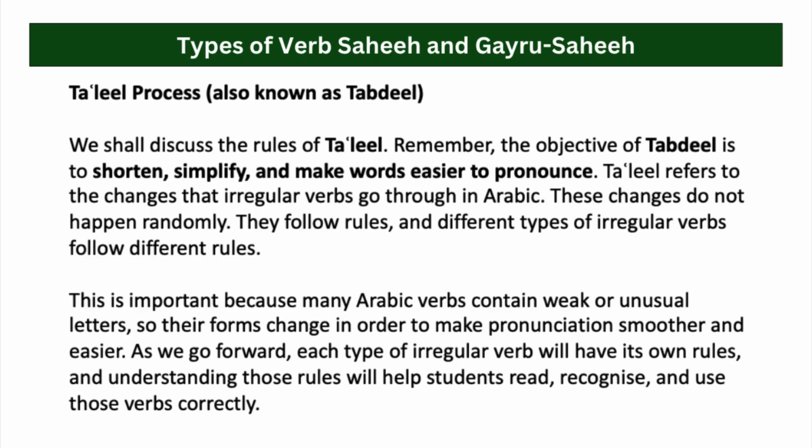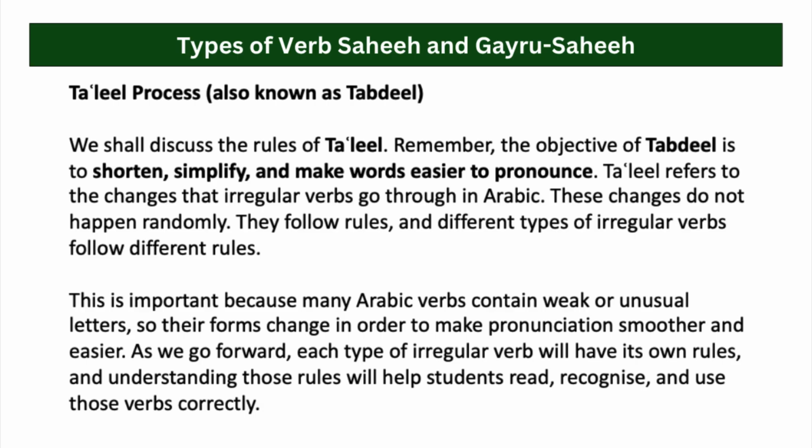The slide explains that the purpose of ta'lil or tabdil is to shorten, simplify, and make words easier to pronounce. This is extremely important. Students should not think these changes happen randomly. Arabic is not changing words for no reason. These changes happen because some verbs are irregular, and Arabic adjusts their forms to make pronunciation smoother and easier.